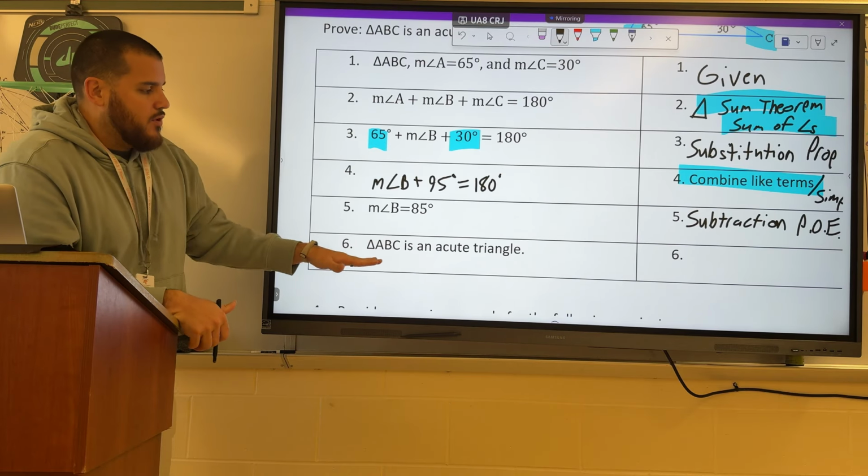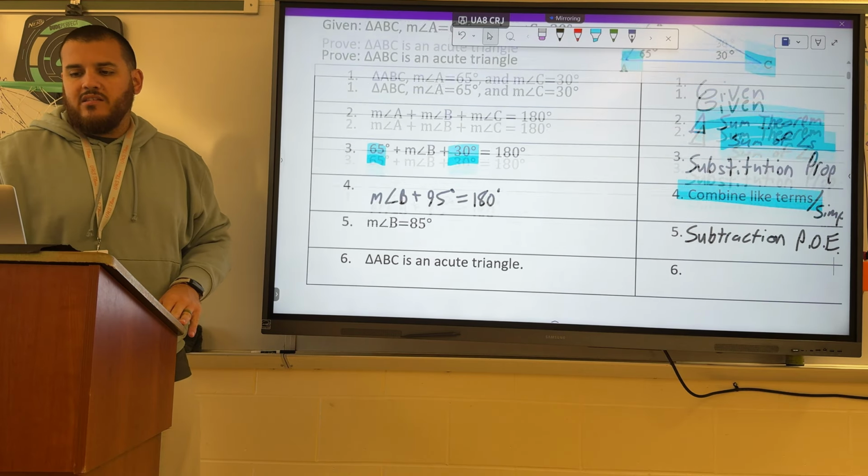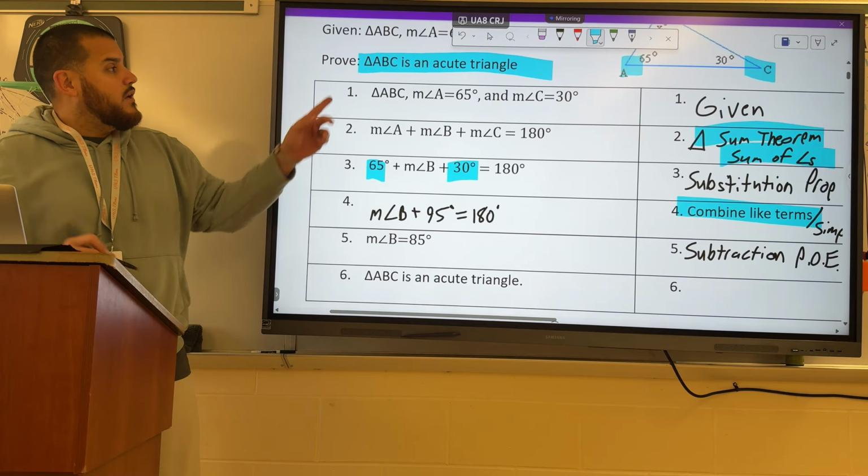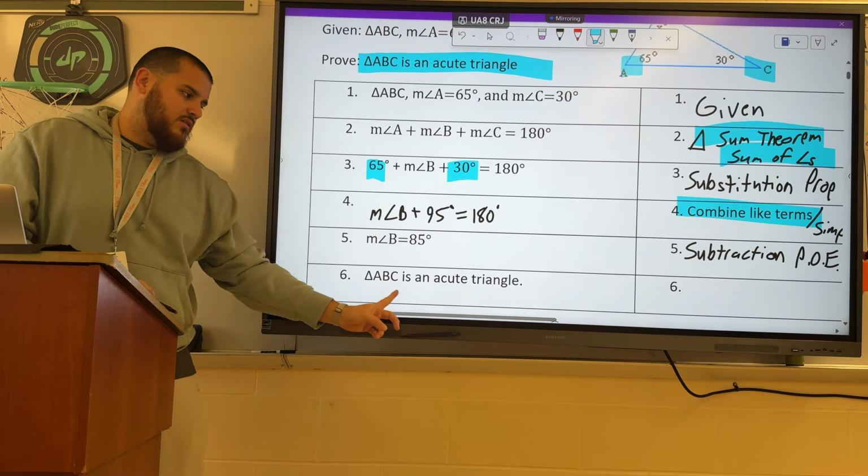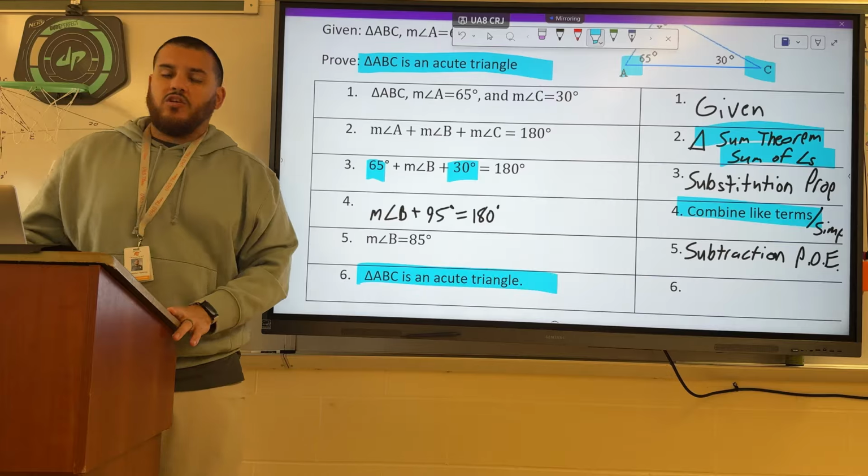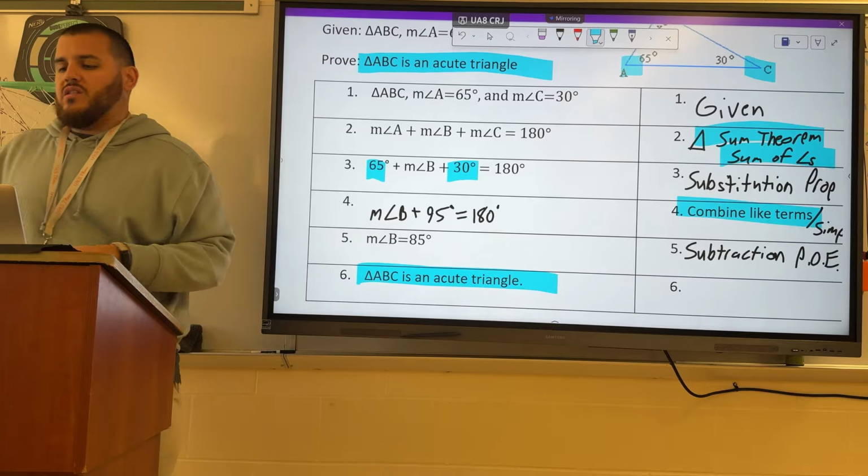And finally, the proof is ending with what we're asked to prove. Notice it's the same thing. We have to prove ABC is an acute triangle. That's our last statement. This should always be the case for every proof you see.